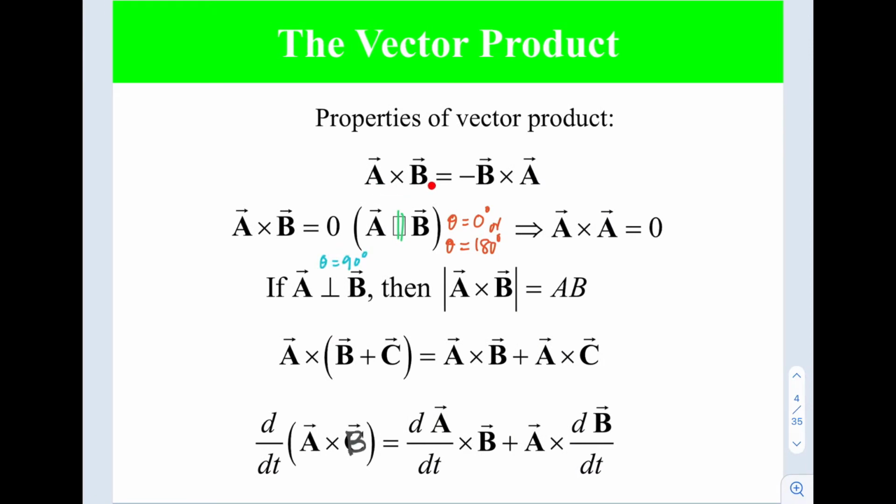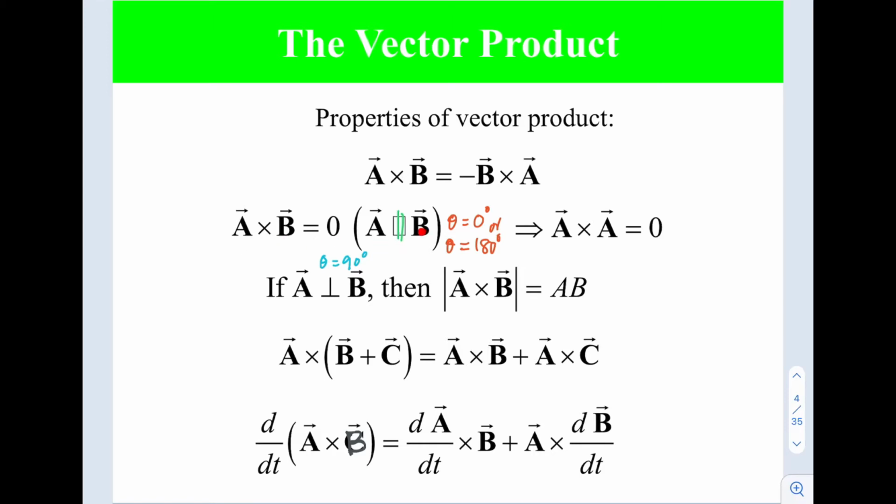Alright, the vector product. Properties of vector product. If we have A cross B, for this example, it is equivalent to negative B cross A.